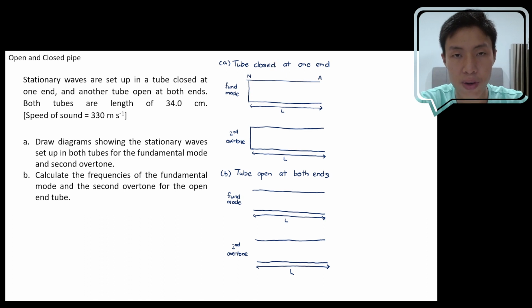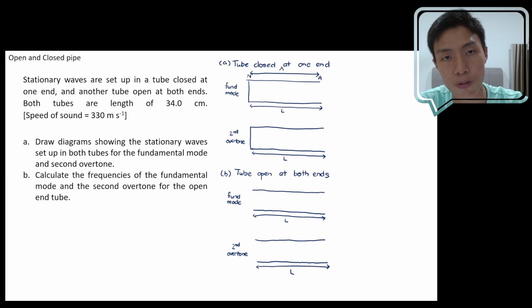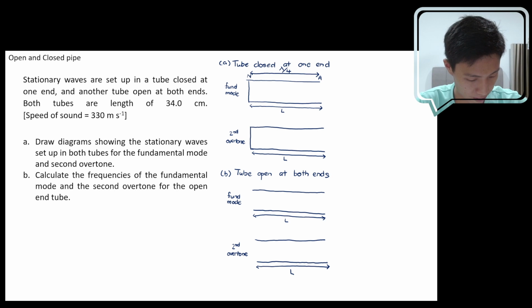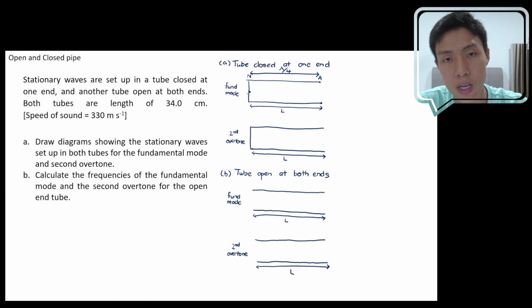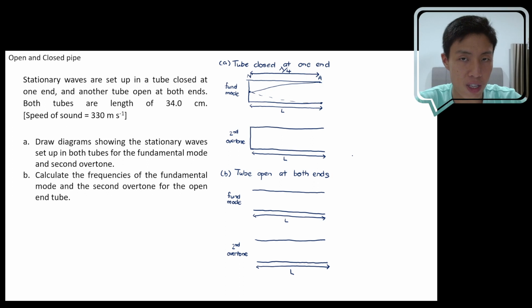Okay, so if I wish to label it, the distance between the N and A will be lambda over 4. N to N or A to A is lambda over 2, so N to A will be lambda over 4. Okay, so that's the most fundamental tone or fundamental mode that we can sketch. Then we know that node is in the middle, antinode is at its maximum amplitude, so you can sketch the graph to be something like this. This one probably needs a bit of fix, something like this. Okay, great. So this is the fundamental mode for the closed pipe.